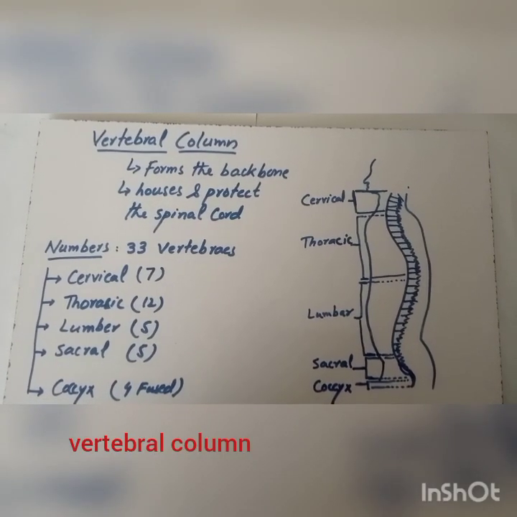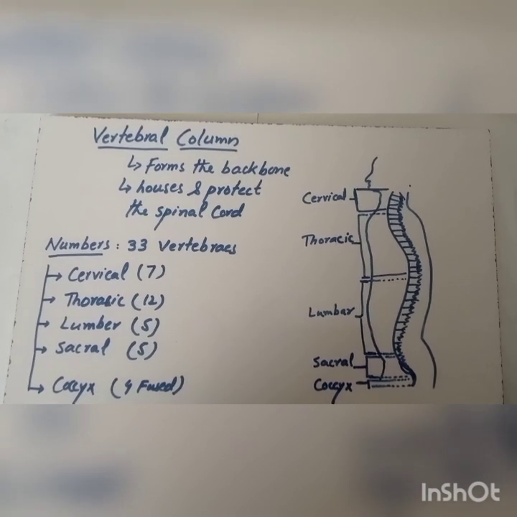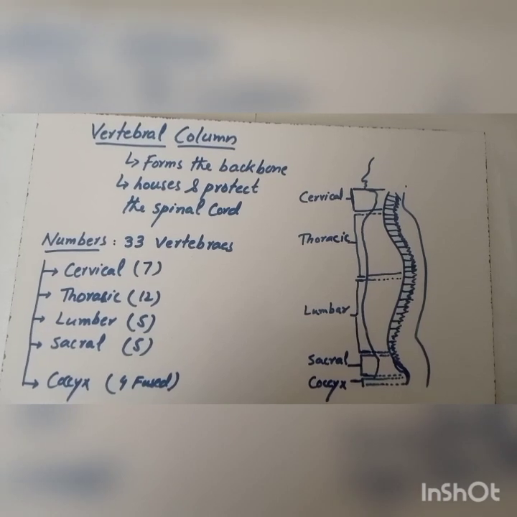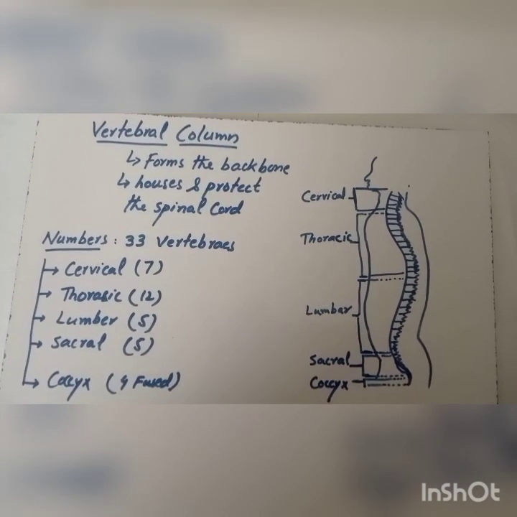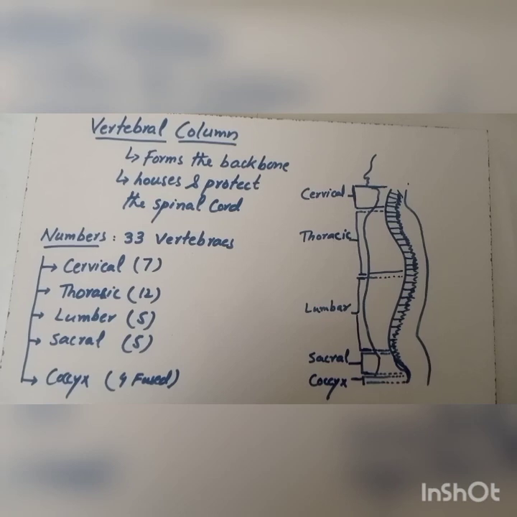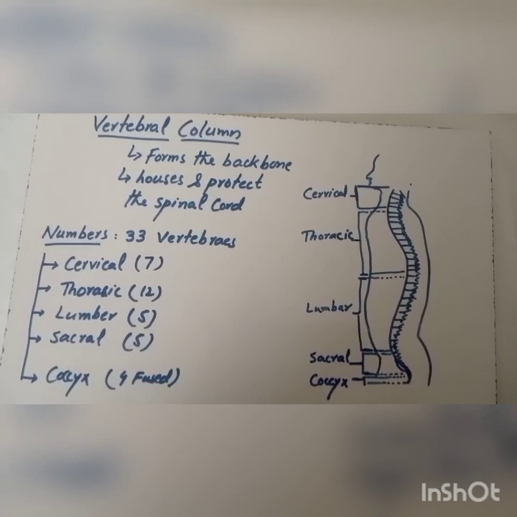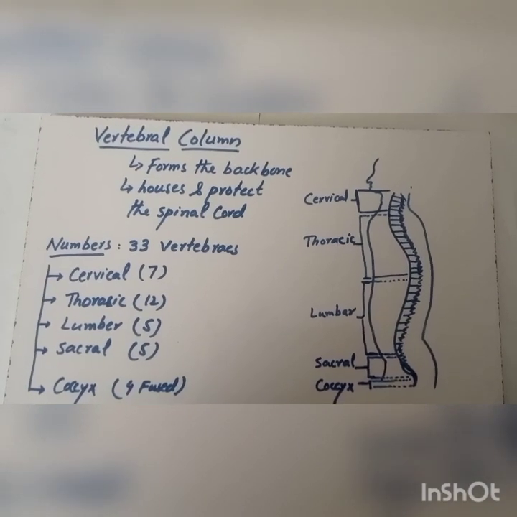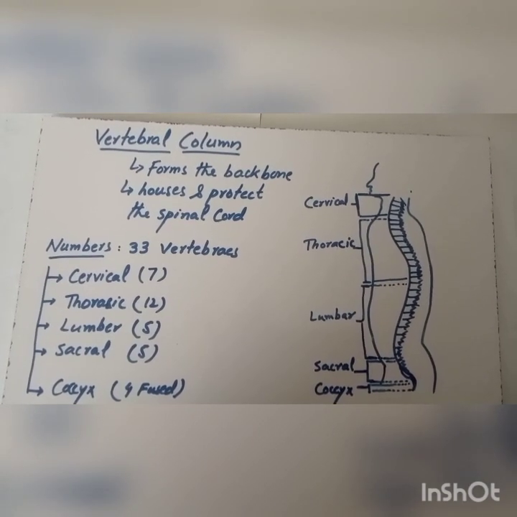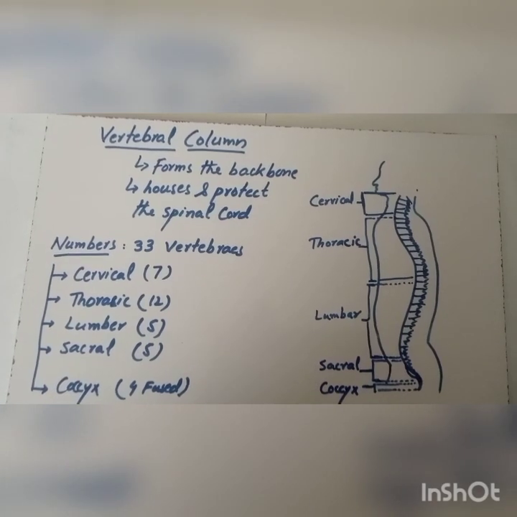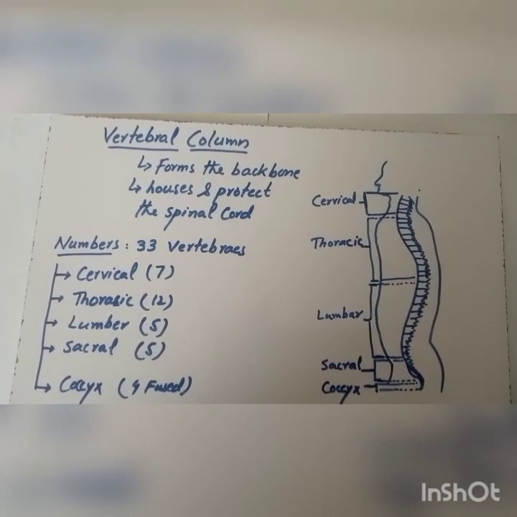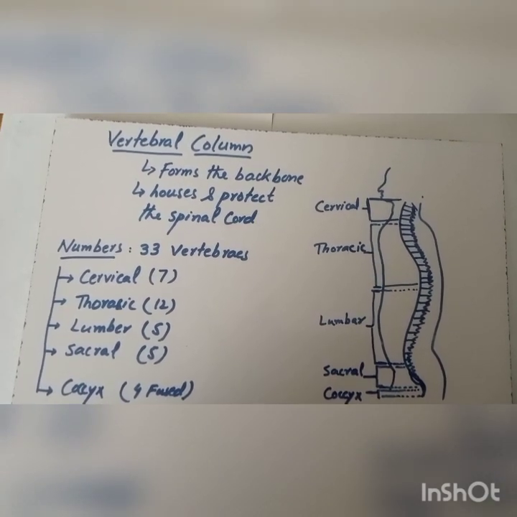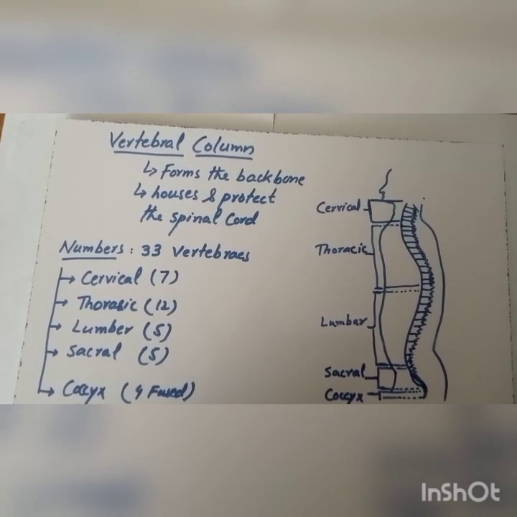Human vertebral column. The vertebral column forms a more or less rigid rod. It extends the length of the trunk on the dorsal side and forms the backbone. It houses and protects the spinal cord. It is a place of attachment of the pelvic and pectoral girdle.